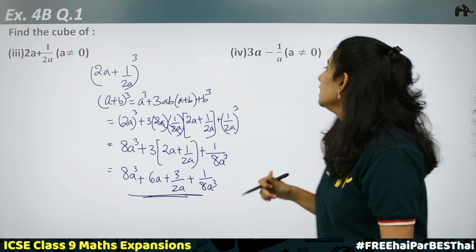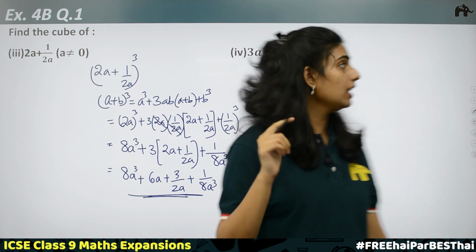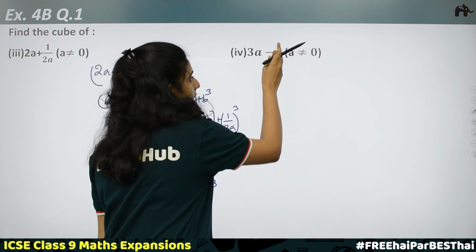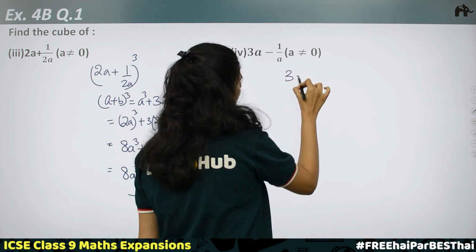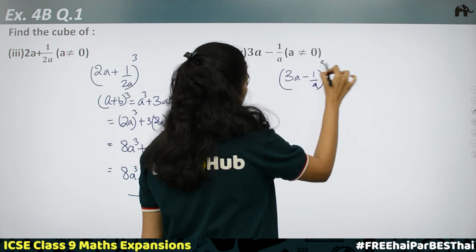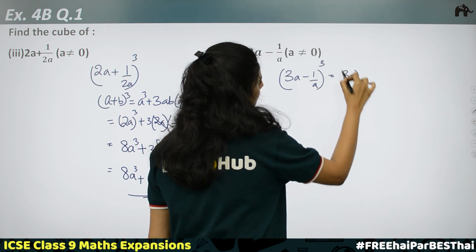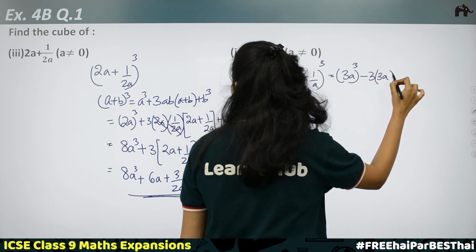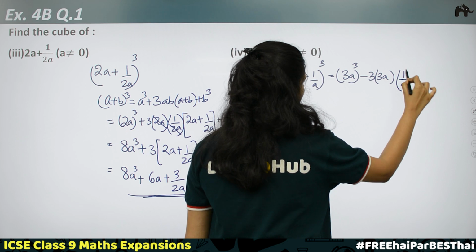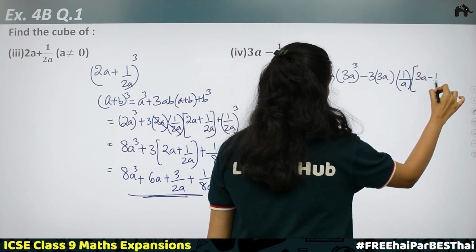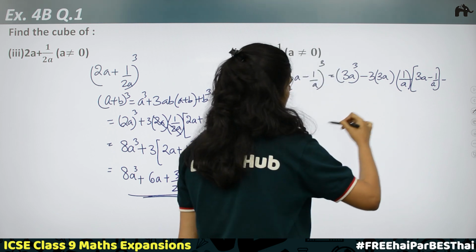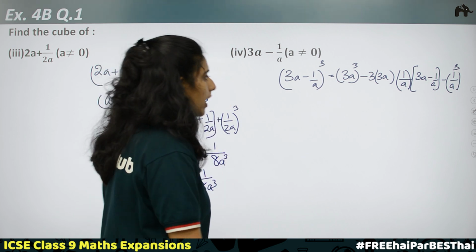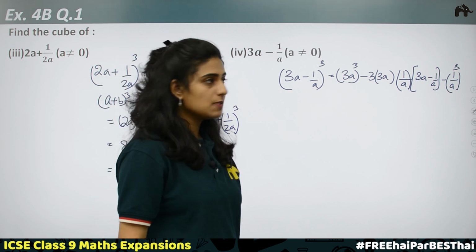Now the fourth one, 3a minus 1 by a, where again a not equal to 0. What happens if a equal to 0? Denominator cannot be 0 because it will be not defined. Okay, so this is 3a minus 1 by a whole cube, which is equal to 3a cube minus 3 into 3a into 1 by a into 3a minus 1 by a minus 1 by a whole cube. Okay, a minus b whole cube equal to a cube minus 3ab into a minus b minus b cube.